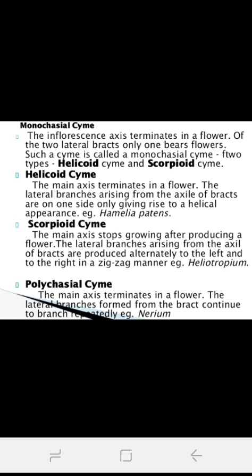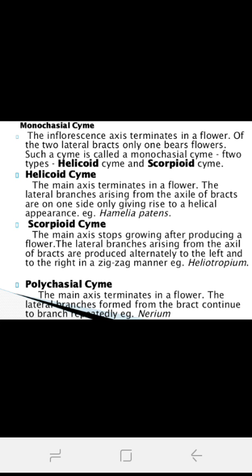Next coming is the scorpioid cyme. Here also the main axis stops after producing a flower. The lateral branch arises and produces alternately to left and right in a zigzag manner, only on one side. This pattern is very common in the Heliotropium plant. That's a very common occurrence. It's known as scorpioid cyme.